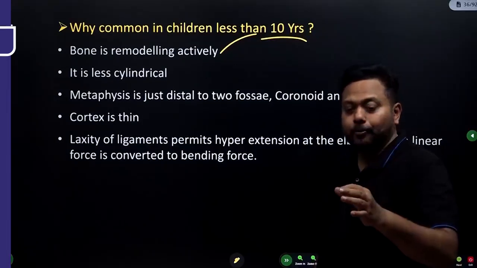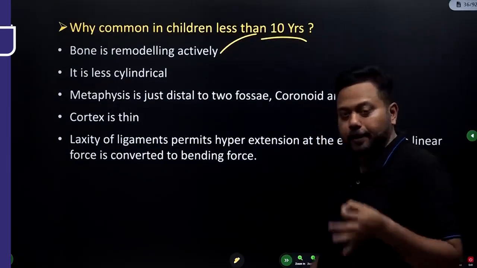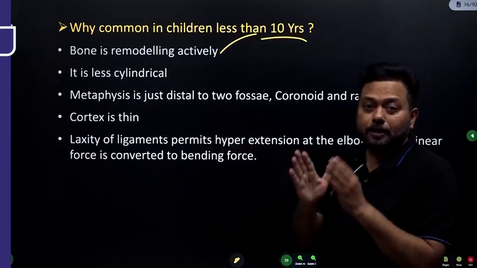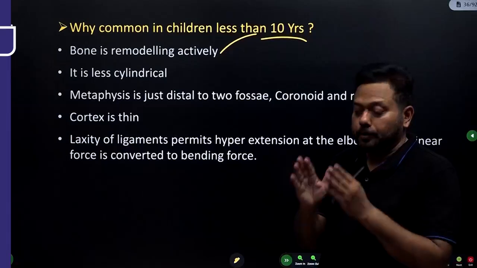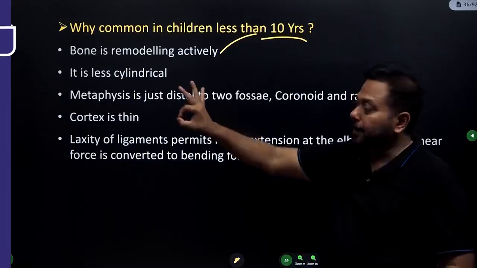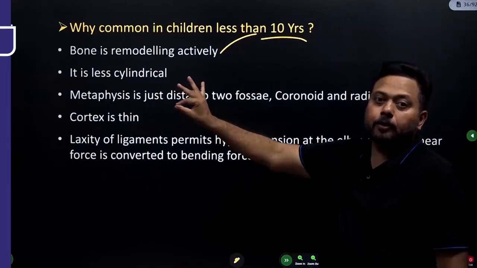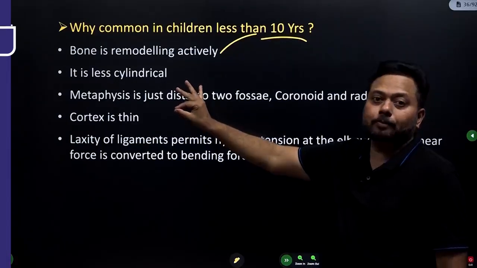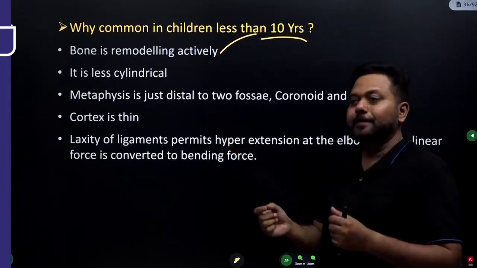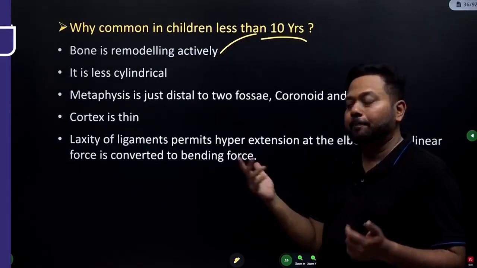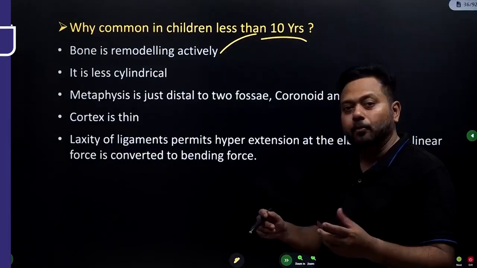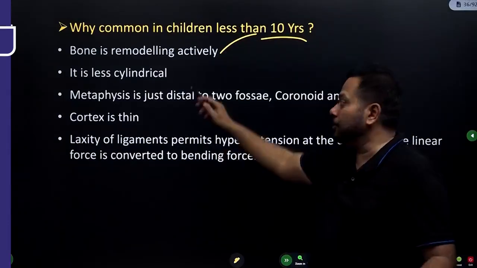Then, when you take an adult humerus, the cut section is cylindrical. In a child below 10 years, the humerus cut section is flat. It's not cylindrical like the adult humerus, which is like a cylindrical pipe, whereas the cut section of humerus below 10 years in a child is a flat pipe. A flat pipe is easily bendable. That metaphyseal area is already weak, so it will go for fracture.